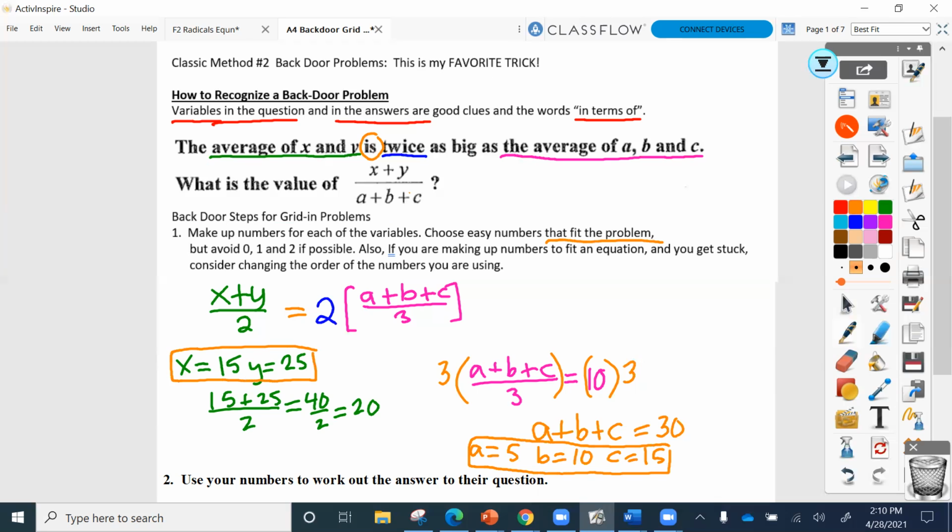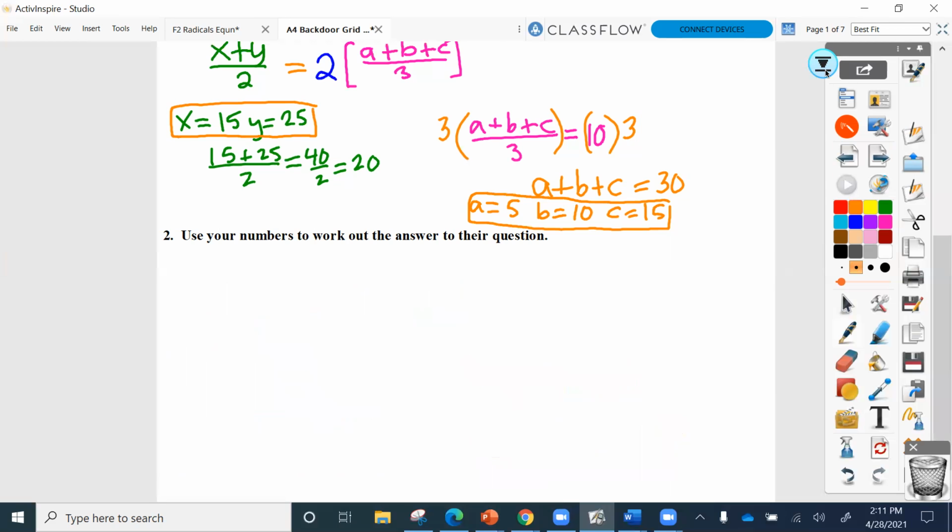All right, so what is the question they're asking us? They're saying the average of X and Y is twice as big as the average of A, B, and C. And for the numbers that we chose, it now fits the problem. Now, the question is, what is the value of X plus Y divided by A plus B plus C? Well, give you a little more room. You're going to use our numbers that we chose that fit the problem to answer their question. Their question is, what is X plus Y over A plus B plus C?